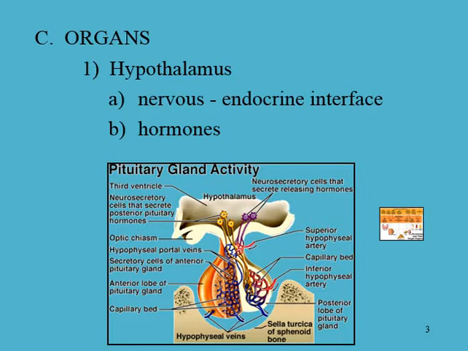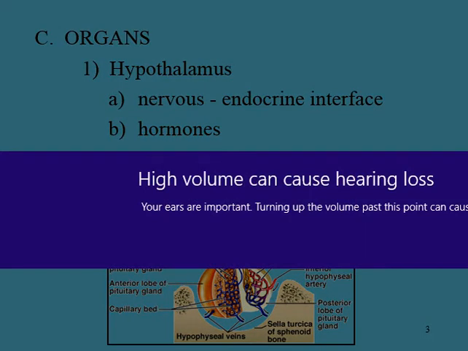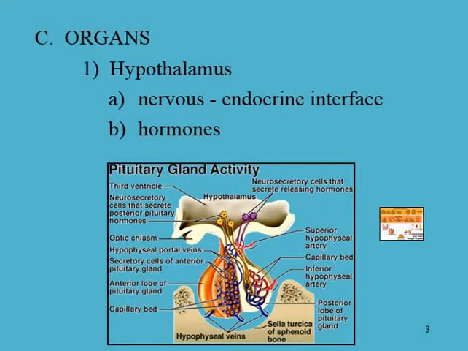So it's not just by chance that the hypothalamus sits right above the pituitary. That's not just by chance that that happens. The hypothalamus is connected to the pituitary both by nerves and by blood vessels. Okay? By nerves and by blood vessels. Turns out the nerves are going to go primarily to the posterior pituitary, and the blood vessels are going to go to the anterior pituitary.